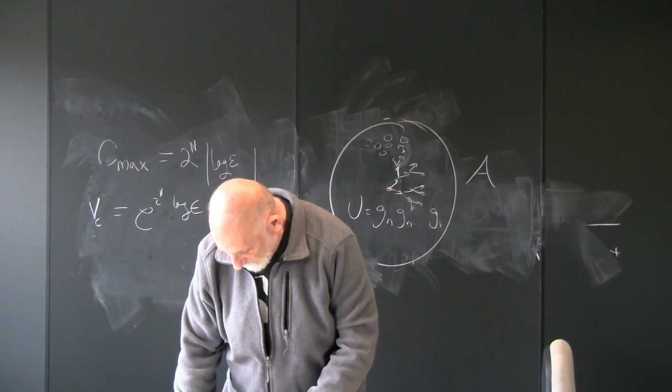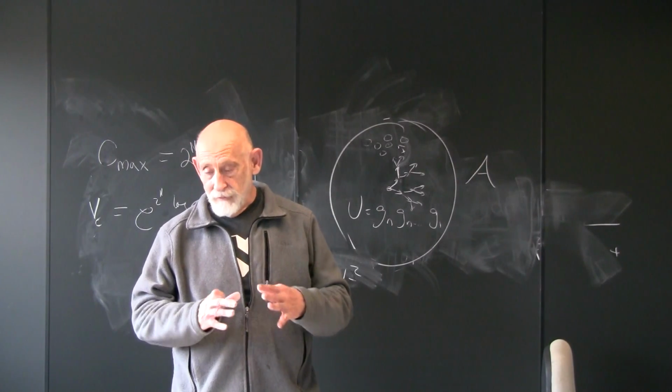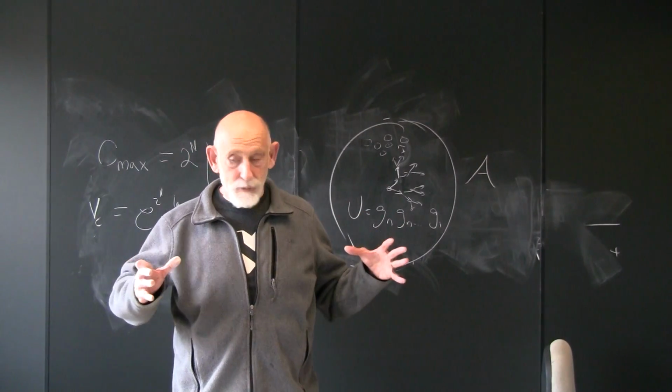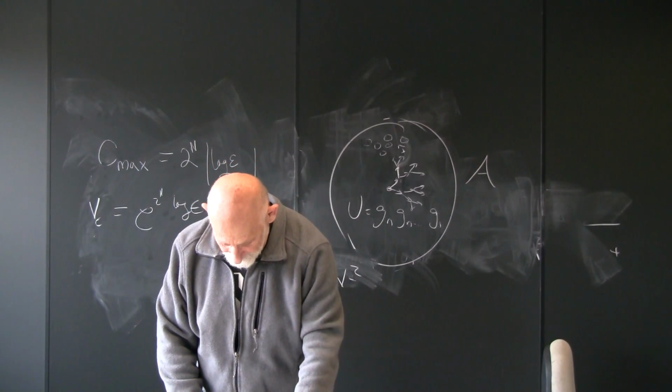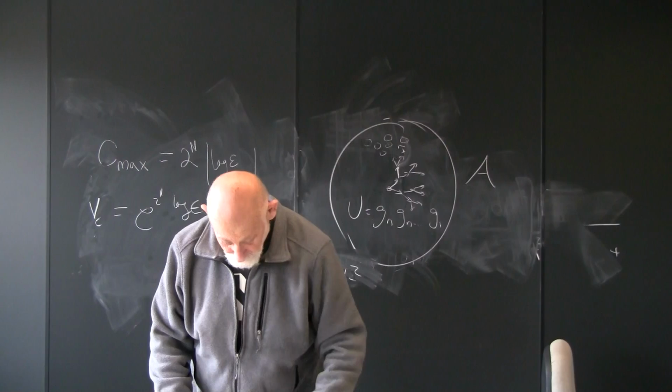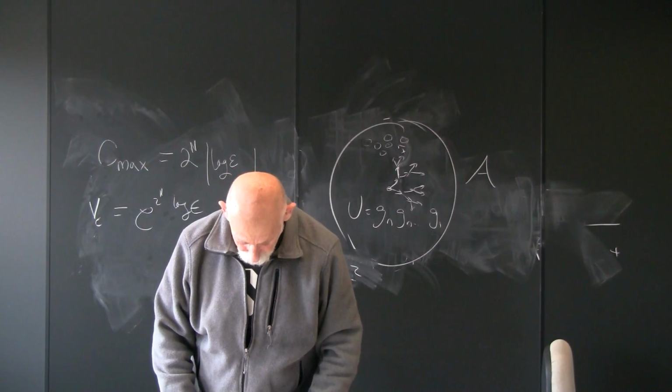I think there's reasonable evidence at least that the number of things with a given complexity grows exponentially. And that's the basis for this second law idea.